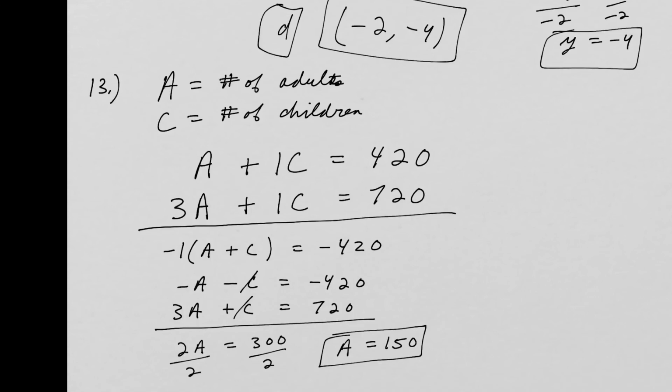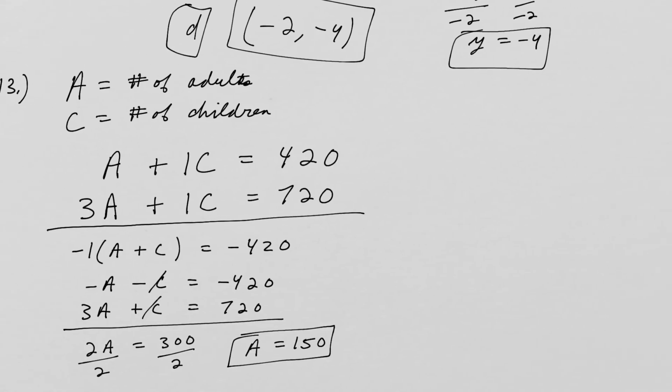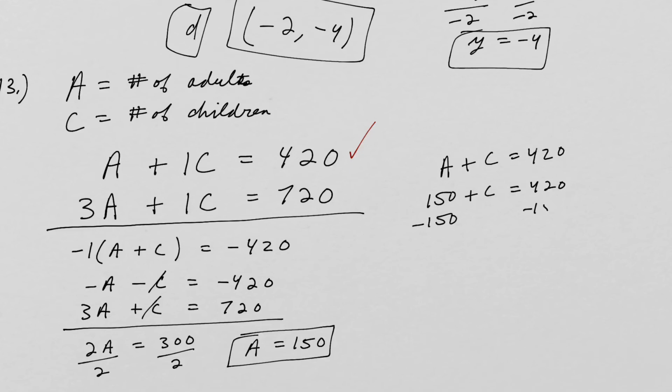And then to figure out the number of children, I just need to plug this back into one of the original equations. In this case, definitely the first one is easier to plug into, right? So I have A plus C is equal to 420. A I know is 150. So now I need to subtract 150 from both sides to isolate the C. So C is going to be 420 minus 150, which is what? 270 in this case?